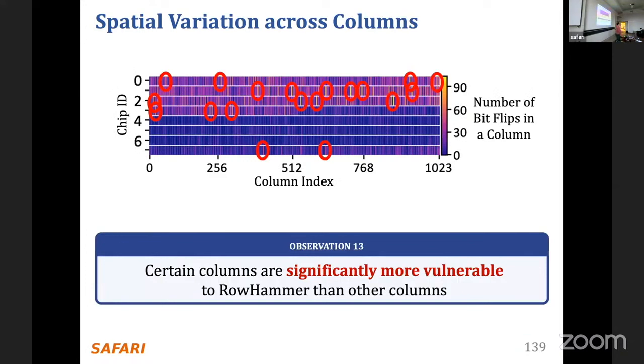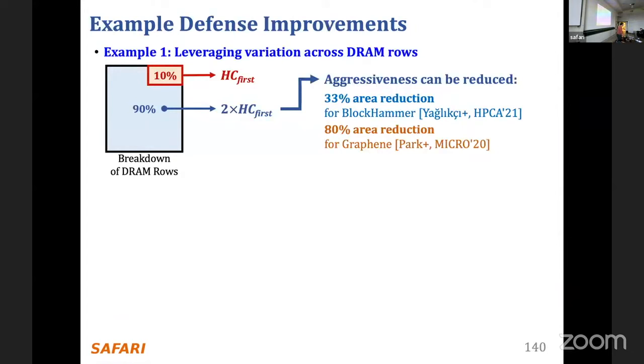That's true for rows, that's true for columns also. Some columns are a lot more vulnerable than other columns. And again, the reasons for this, we don't fully understand. Part of the reason is basically manufacturing variation, right? Different wires and different cells have different vulnerability because of manufacturing variation. As far as we can see, there's no exact pattern to these. But if you can somehow figure this out, you can make your defenses a lot more efficient.